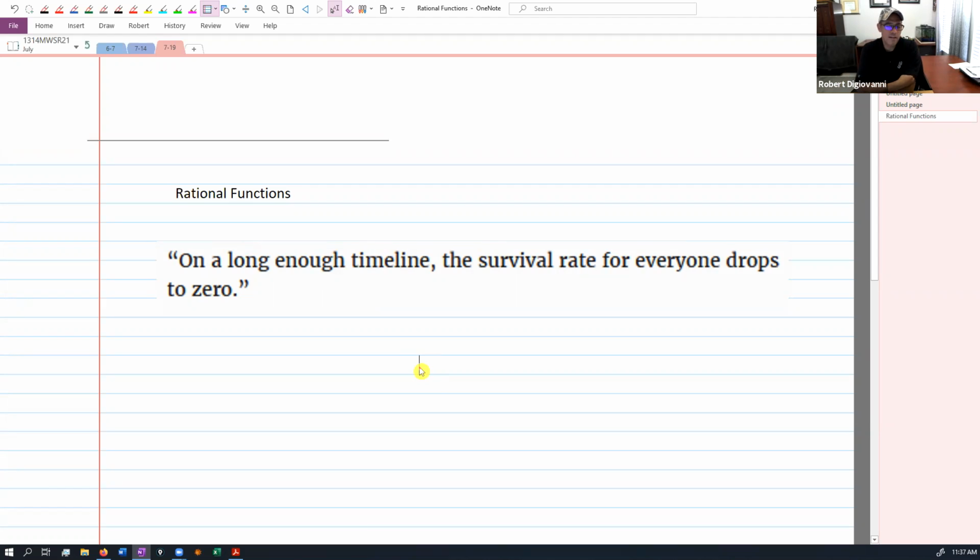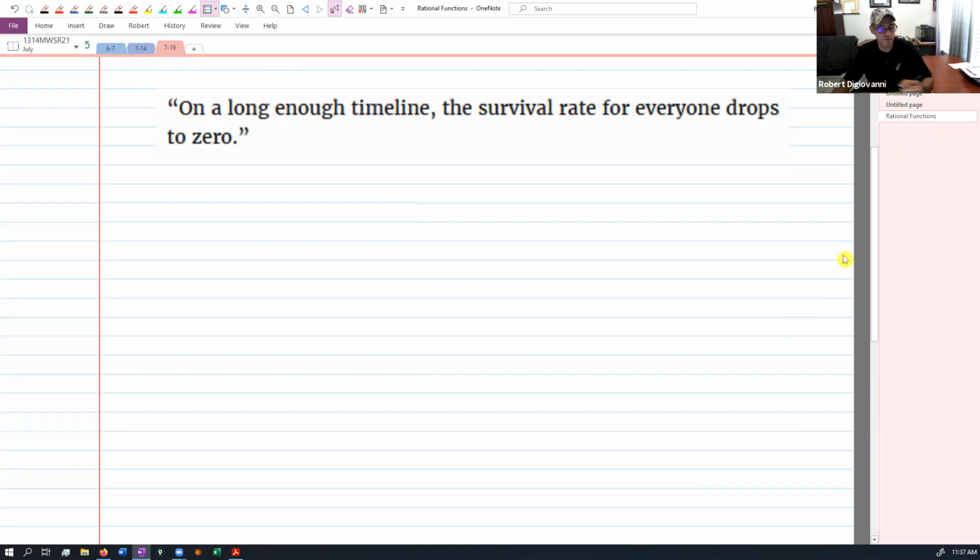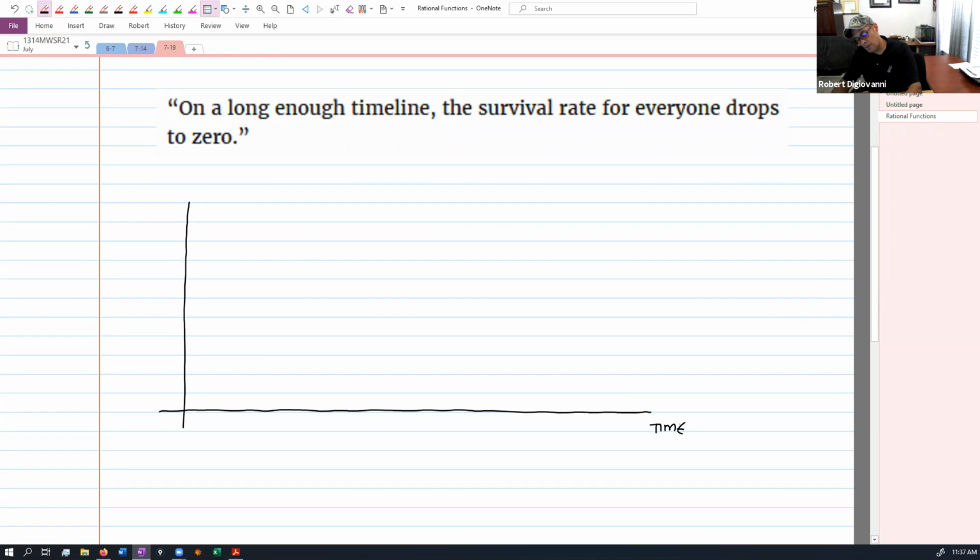So on a long enough timeline, the survival rate for everything drops to 0. So let's try and understand what the quote was saying first, and then I'll tell you the movie if nobody knows it. So let's say that we had a graph that represented here time, okay? And maybe this is measured in years. And then this is what I'm going to call the survival rate.